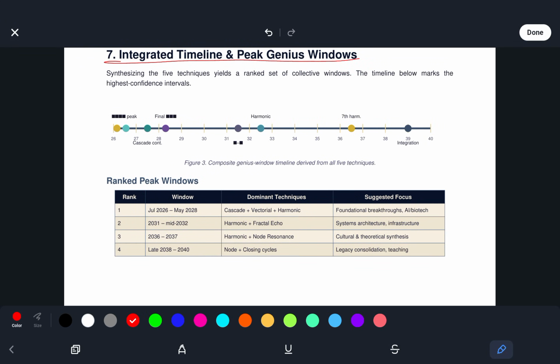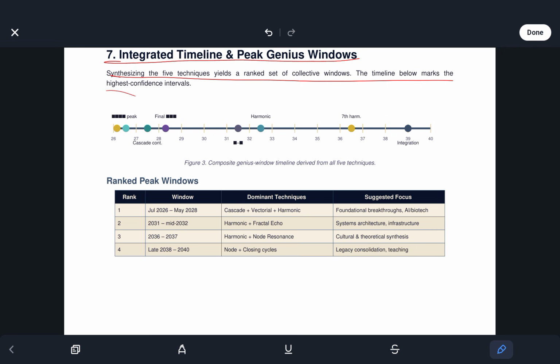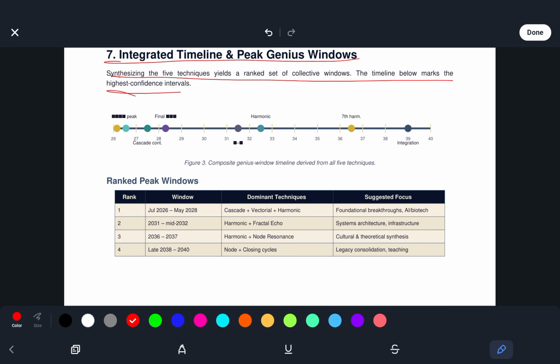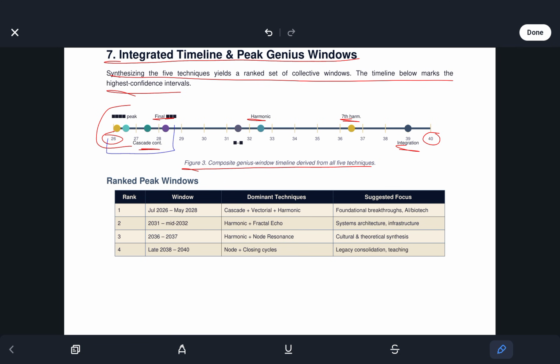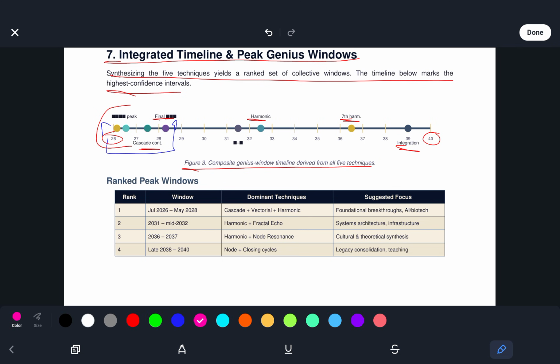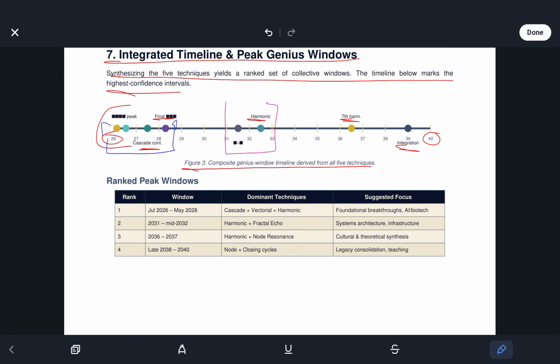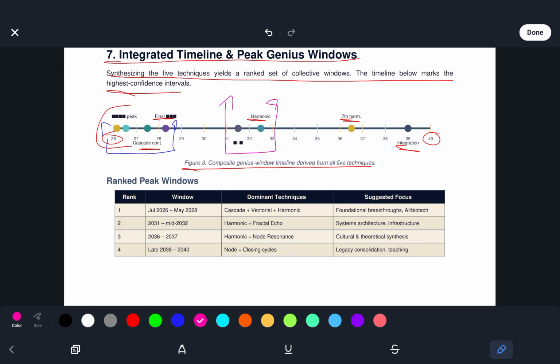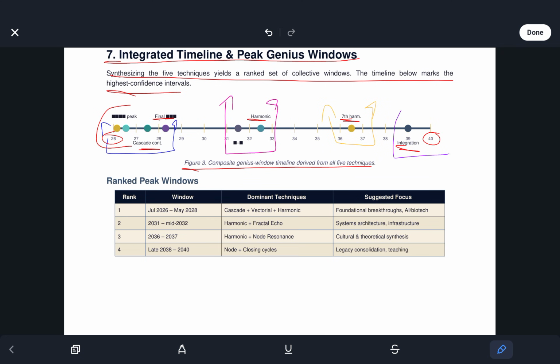Integrated timeline and peak genius windows, synthesizing the 5 techniques, yields a ranked set of collective windows. The timeline below marks the highest confidence intervals. We see composite genius window timeline derived from all 5 techniques, with the peak, cascade, final, harmonic, 7th harmonic, integration. From 26 to 40, we notice that there will be a lot going on between 2026 through 2028, a lot of global events. And then peaking again in 2031 through 2033. We notice that 7th harmonic being triggered, 2036, 2037, and the integration 2039 through 2040.